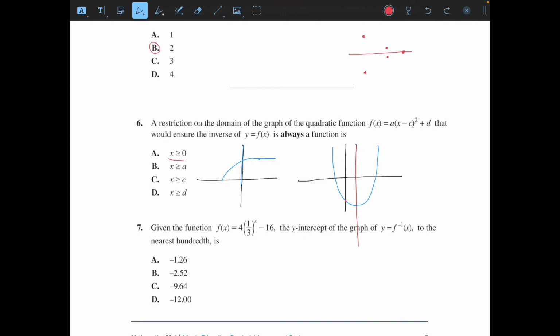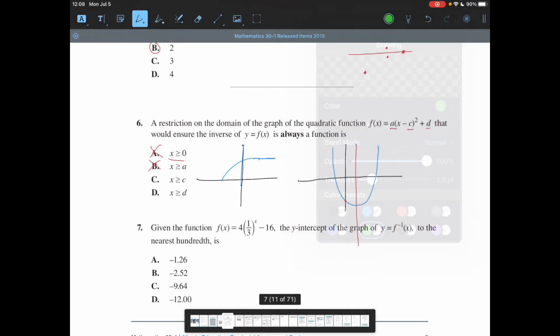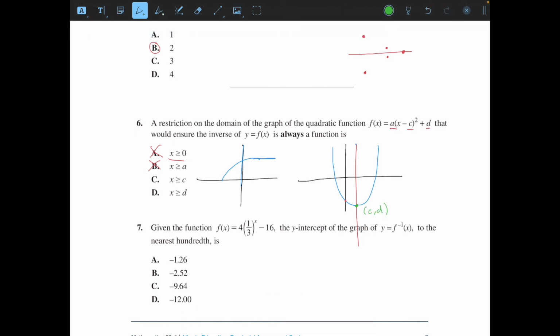What about x is greater than a? A is the stretch factor. That doesn't really make sense. So we can cross off that one, cross off that one. So what about c and d? C and d are the coordinates of the vertex. So right there. So that's c, d. And c is the x coordinate and d is the y coordinate. And since we're dealing with the x coordinate here, obviously we want to deal with the c, like the little c. So we choose big C as our answer.